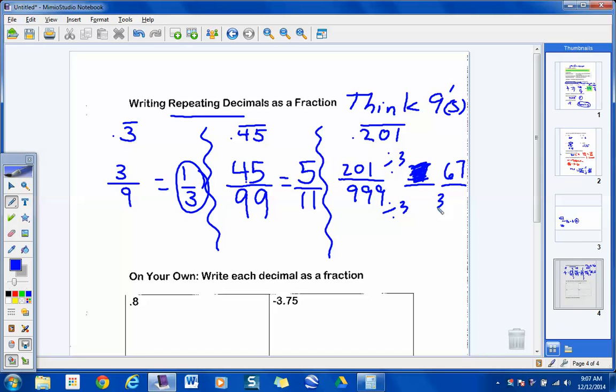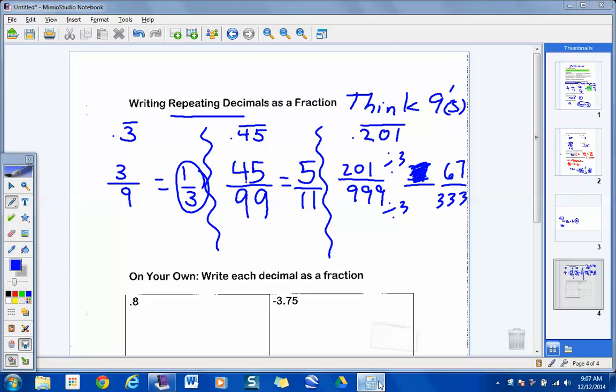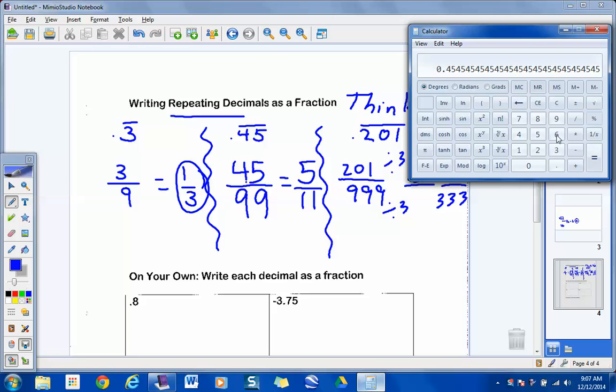Let's see, 67, I'm pretty sure that's prime, isn't it? Yeah. So I can't go any further with this, can I? No. So let's check. Please tell me that this is going to work. It is. It works, doesn't it? Yes. Next time, if we do this again, can we do a 4-digit number?